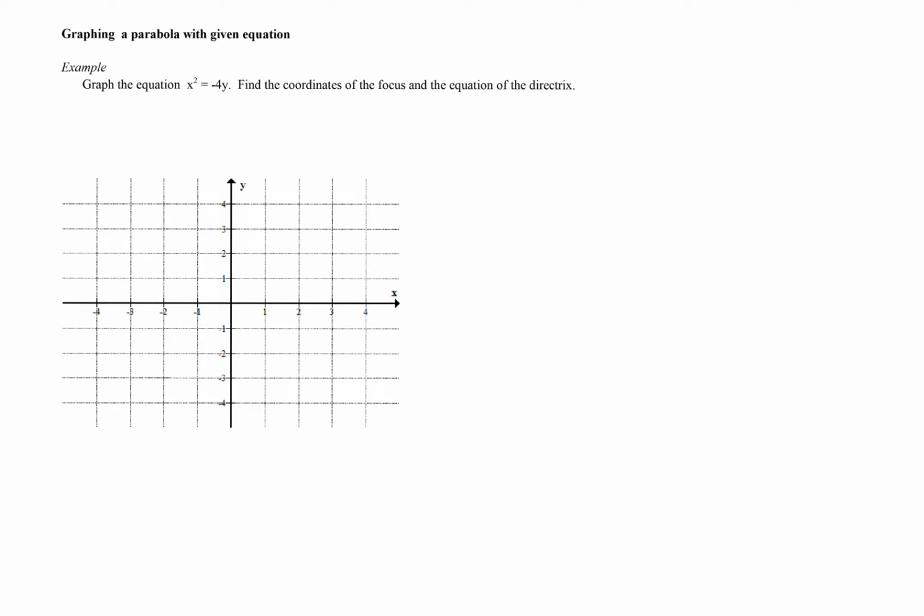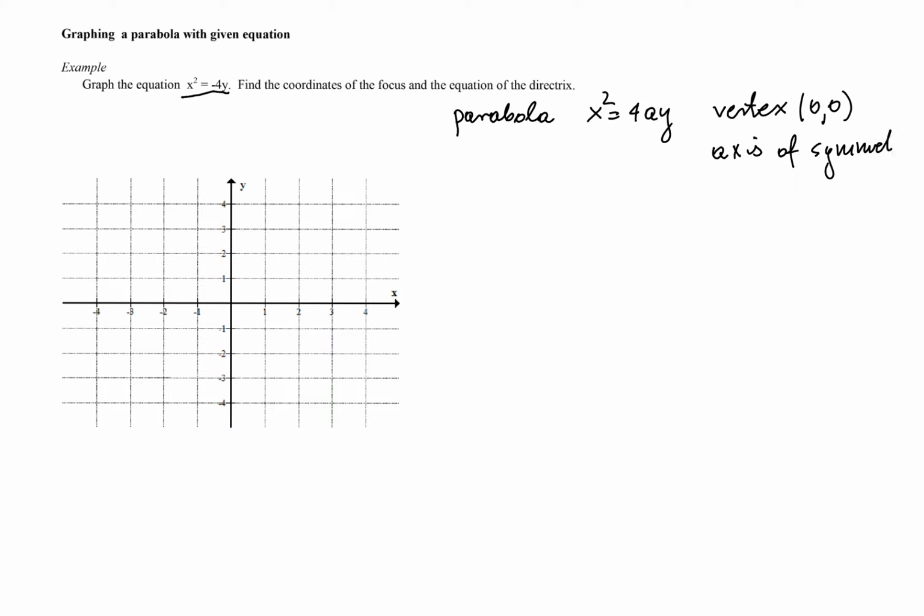We want to graph here the equation x squared is equal to negative 4y. Since this equation has two variables, of which one is squared and the other one is not, this is a parabola. This equation resembles the equation of the form x squared is equal to 4ay, and therefore it's the equation of the parabola with vertex at (0, 0), and the axis of symmetry being the y-axis, because the y is in the first power, and therefore the focus is on the y-axis.